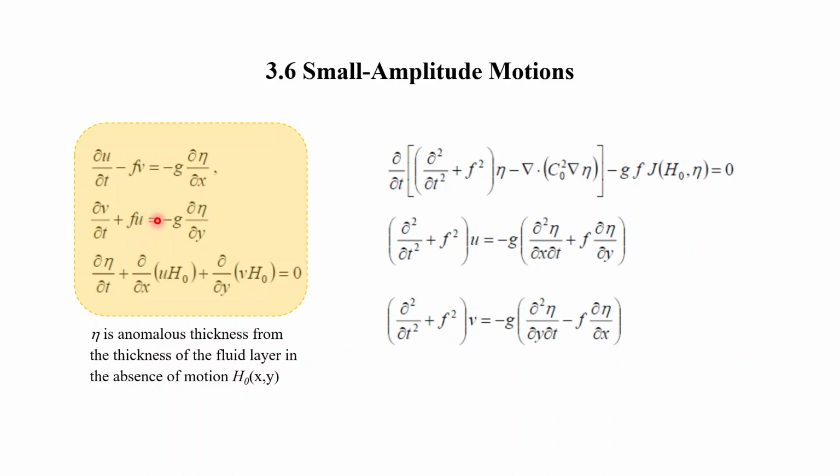to study the waves in the stratified atmosphere. Okay, so for the shallow water equation, you have three variables, u, v, and eta. Eta is the anomalous thickness from the thickness of the fluid layer in the absence of motion. So if there's no lower topography, this reference height is actually constant in x and y. Okay, so this is simply the anomaly in the depth of the water.